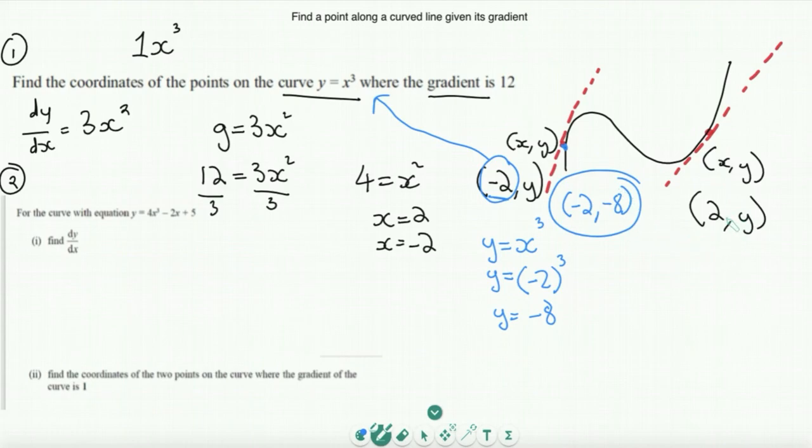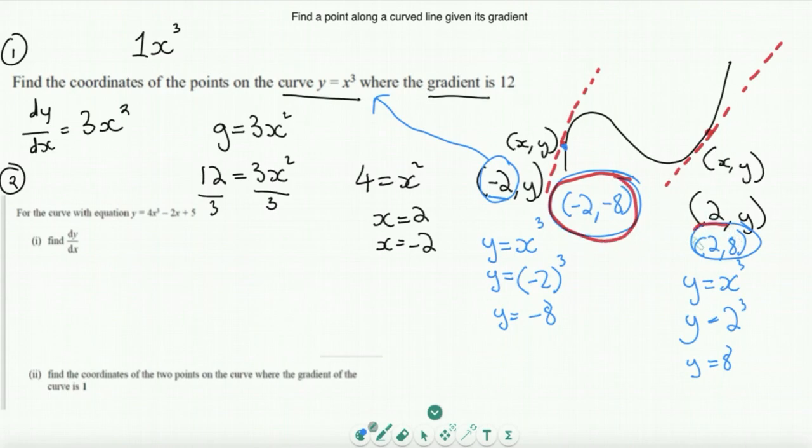And then we'll do the same thing for this coordinate here. So y equals x cubed. And I'm going to replace x with 2. So 2 cubed, which is 8. So this coordinate here is 2, positive 8. And these are the two coordinates at which the gradient is 12.